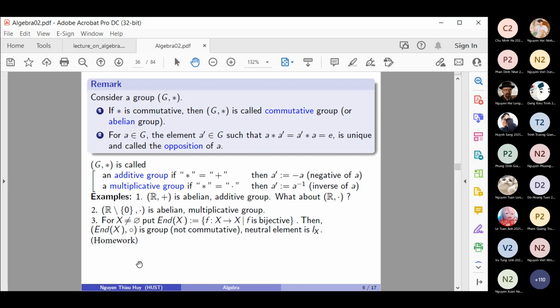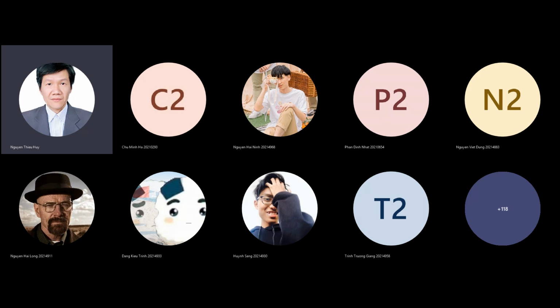Are there any questions? No? Okay, then I have a question here. The question is why we need groups. Why do we need groups? Is it just for fun? When we learn something, we ask what for, right?